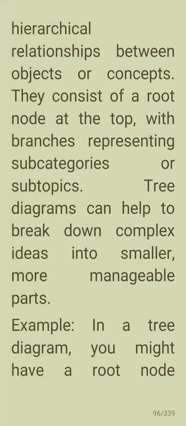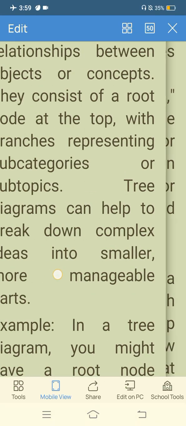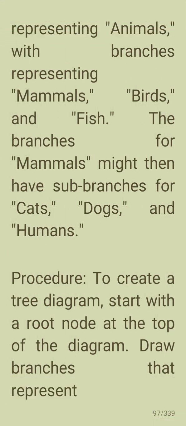Tree diagrams are used to illustrate hierarchical relationships between objects or concepts. They consist of a root node at the top with branches representing subcategories or subtopics. Tree diagrams can help to break down complex ideas into smaller, more manageable parts. In a tree diagram, you might have a root node representing animals with branches representing mammals, birds, and fish. The branches for mammals might then have sub-branches for cats, dogs, and humans.